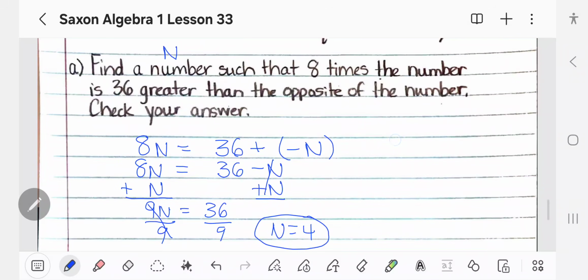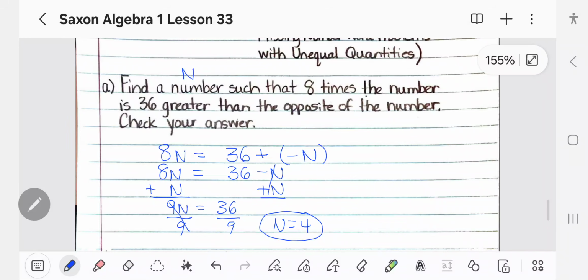And they ask us to check that. So find a number such that, okay, not 4 times the number, it says 8 times the number, and we think the number is 4, is 36 greater than the opposite of the number. So 8 times 4 is 32, and 36 plus a negative 4 is 32. So it checks out.